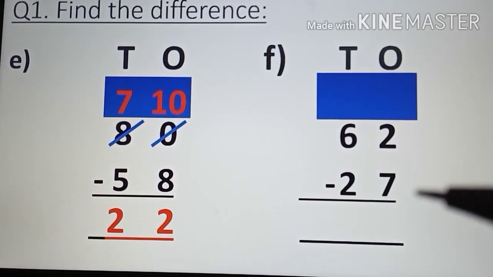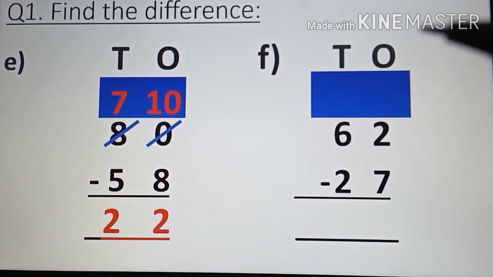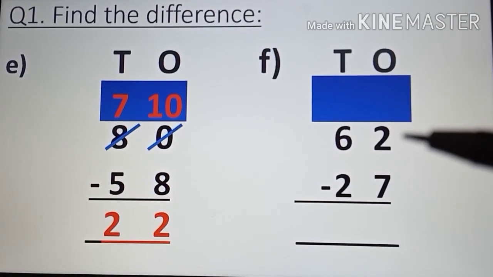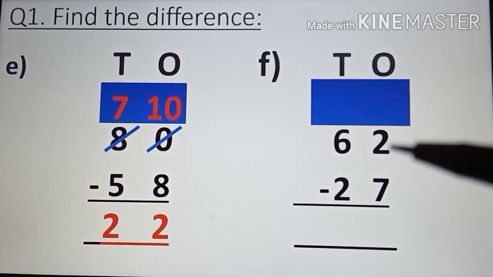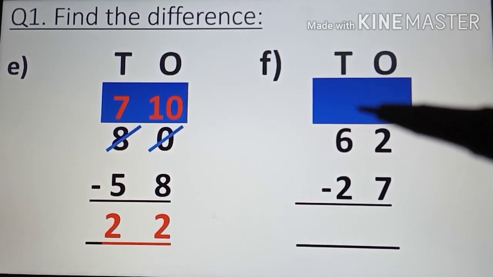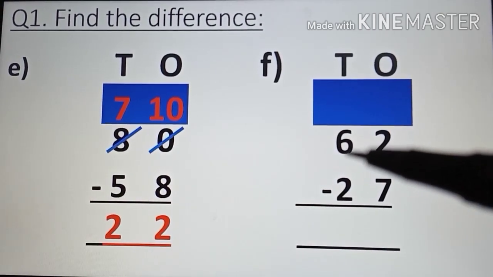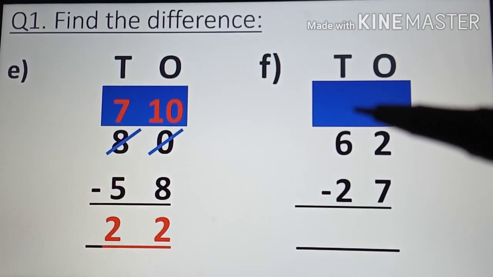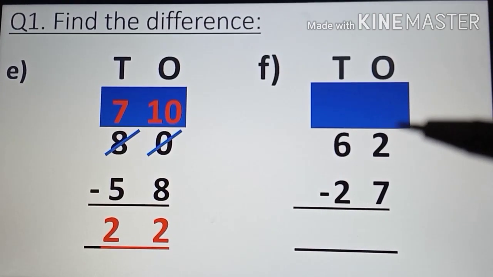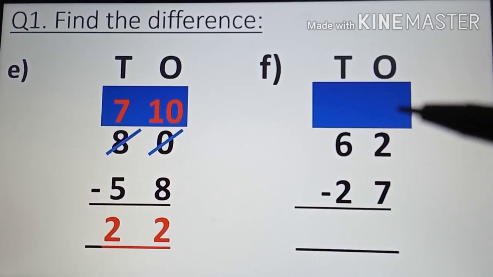What we have to do here? We have to subtract this 27 from 62. Under the ones column, we have digits 2 and 7. Can we subtract 7 from 2? No, because 2 is smaller than 7 now. So 2 will borrow 1 ten from this 6 tens. Clear? So we will cancel this 6 and we will write here 5. Okay. And now 1 ten plus 2 ones, so we will write here 12 ones. So cancel this 2, write here 12.